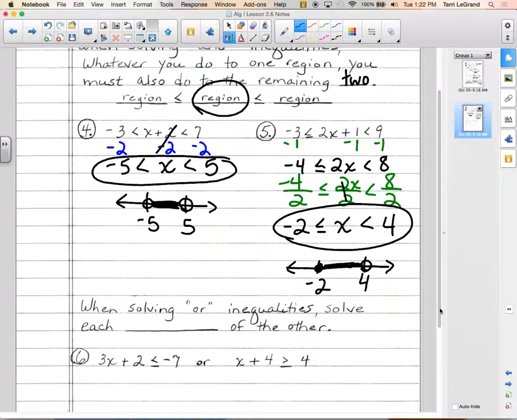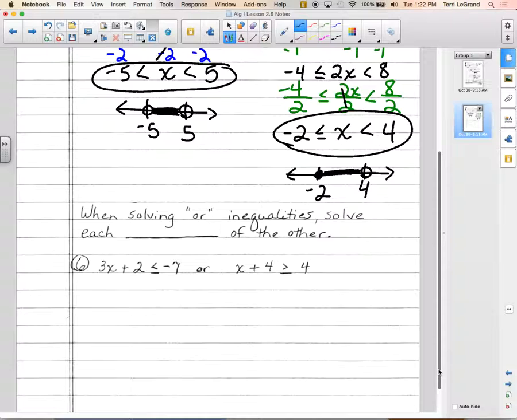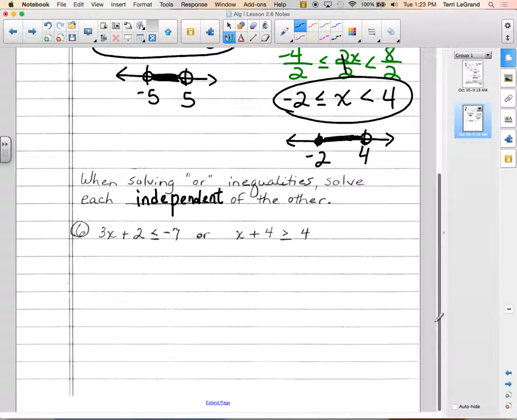Now let's do one or inequality. When solving or inequalities, solve each independent of the other. In other words, don't let your brain say, what I did in the other one I've got to do over here in this one. They work independent of each other. So we have 3x plus 2 is less than or equal to -7, or x plus 4 is greater than or equal to 4.